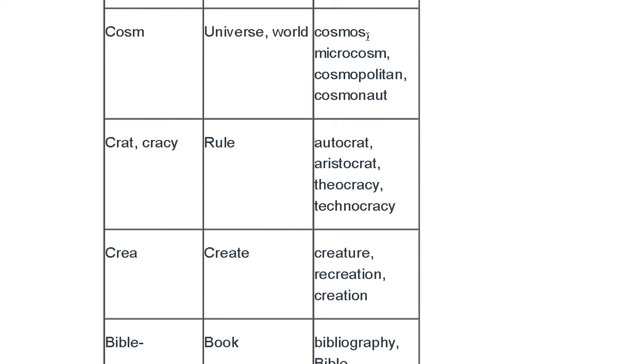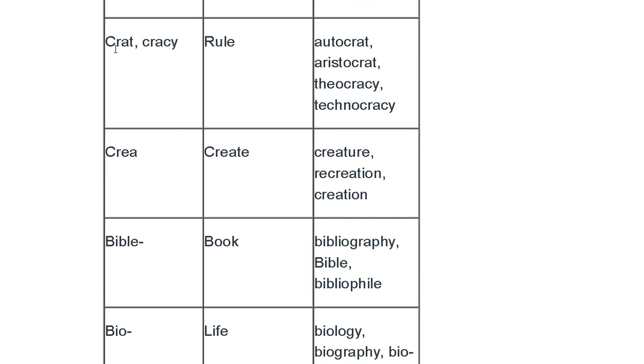Like the cosmos, like looking out at the universe, everything that's out there in the cosmos. But cosmopolitan means more like worldly. Like if I consider myself a cosmopolitan person, I know about what happens in cities or in the rest of the world. I consider myself knowledgeable about those things.